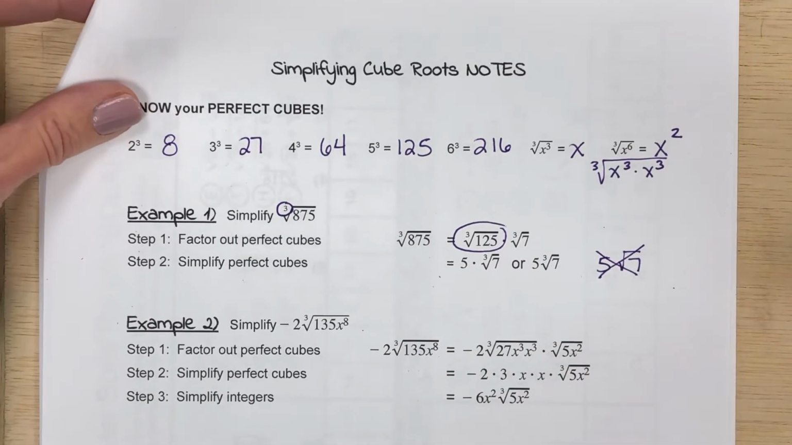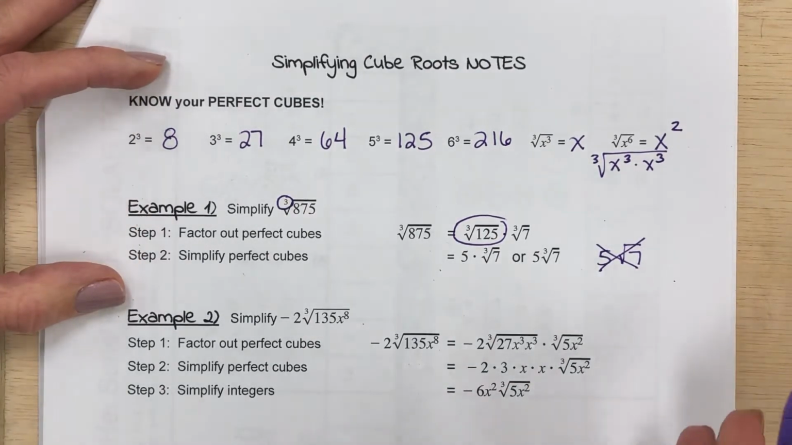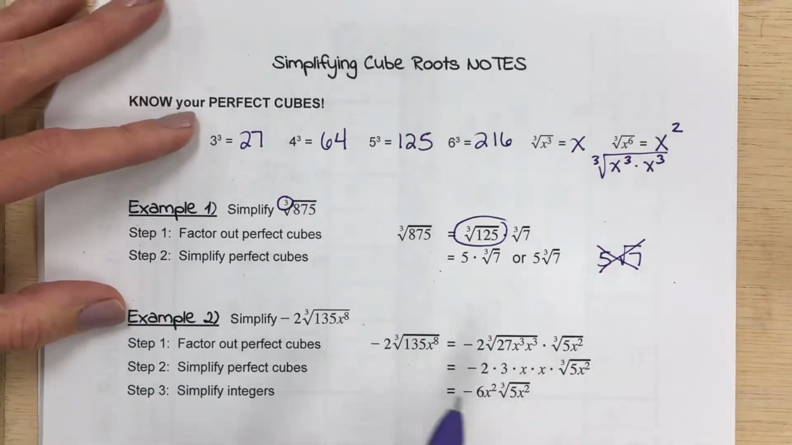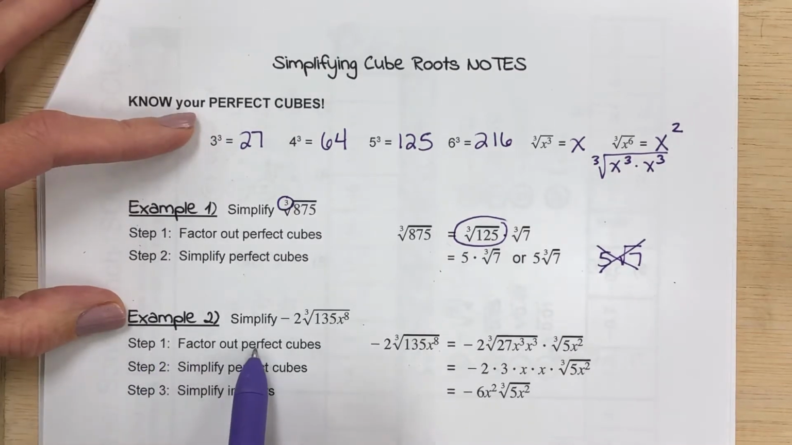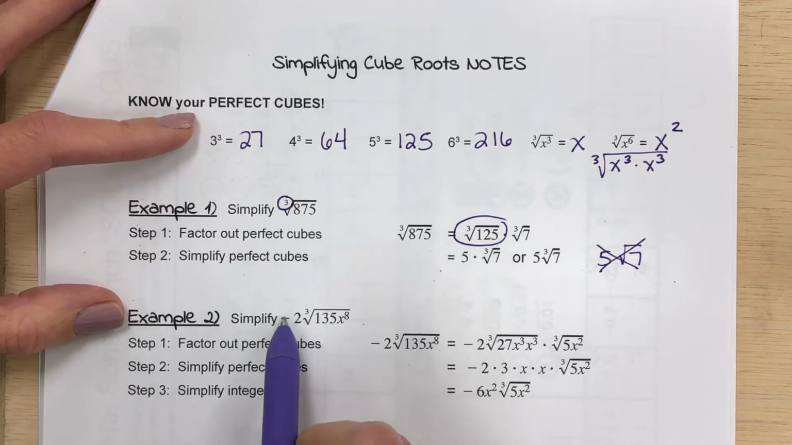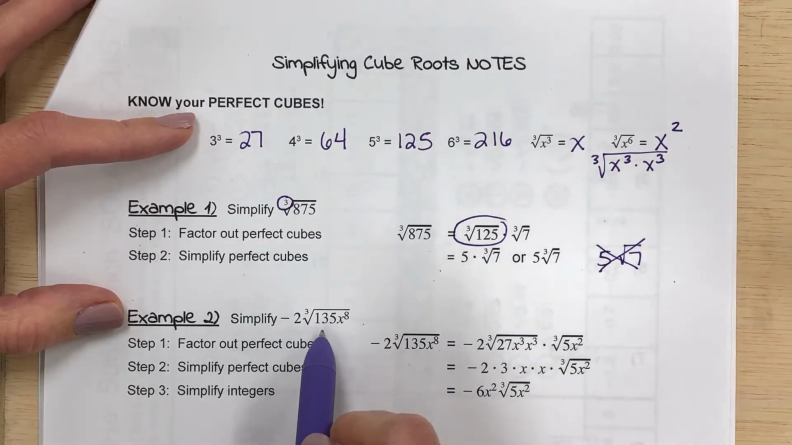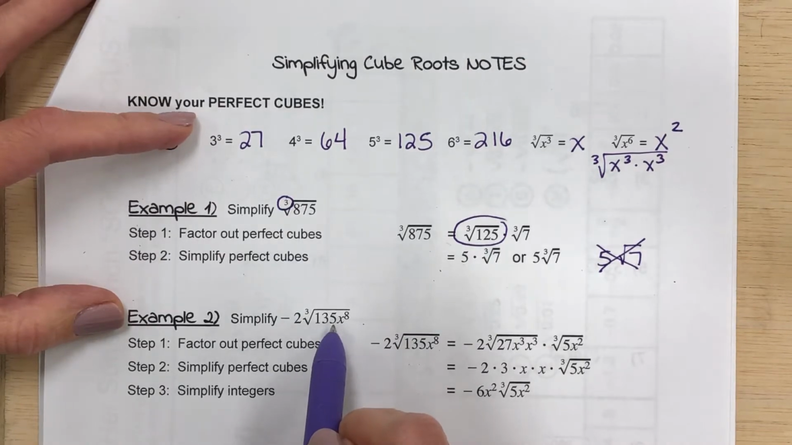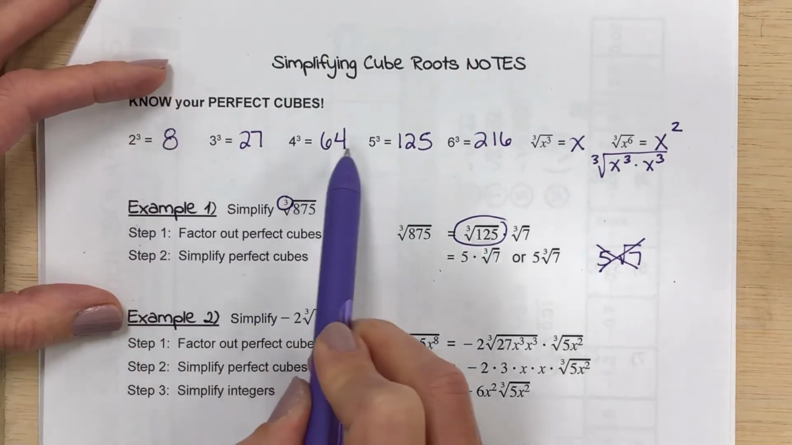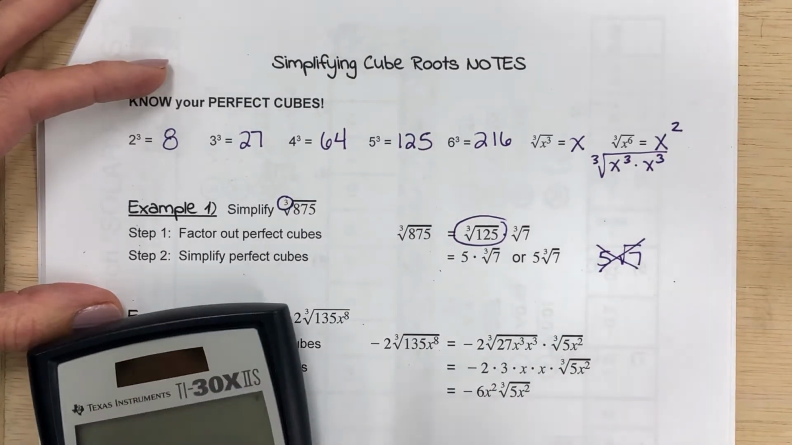Let's do example 2, which includes some variables in it. Again, we're going to do the exact same thing. Step 1, factor out perfect cubes. Well, my -2 just stays the same. I'm not going to bother with that. I'm going to take a look at this 135 and I go, ooh, what will go into 135? And here's where you can just take your calculator out if you don't really know and just start going.